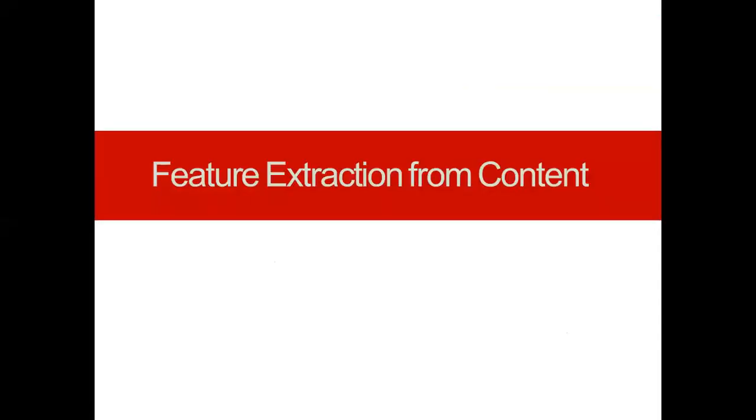So that's the first direction, which is deep collaborative filtering. It basically extends the traditional linear collaborative filtering by using neural networks so that we can capture complex interaction between users and items. So the second direction would be feature extraction from content.